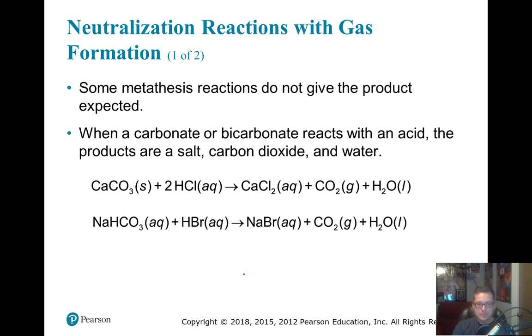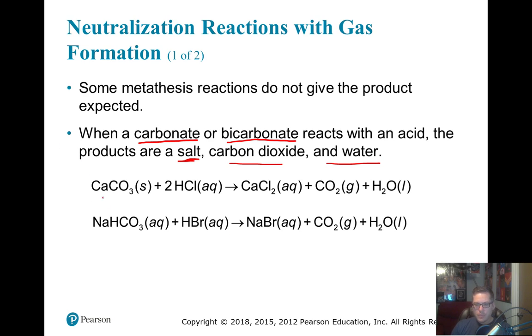Now there's 2 different types of reactions that I want you to know that are neutralization reactions that form gases. The first is when you have a carbonate or a bicarbonate, and when that reacts with acid, you're always going to form the salt, but then you're going to form carbon dioxide and water as your other 2 products.